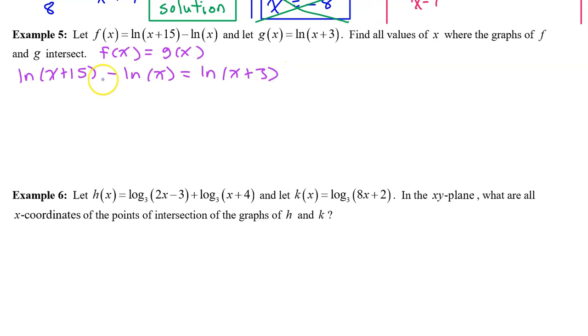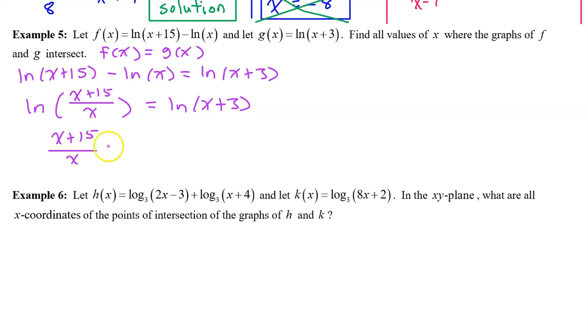We know that the difference of two logs can be written as the single log of a quotient, x plus 15 over x. Now that we have a log equal to another log, the arguments on the inside must be equal. So x plus 15 over x must equal x plus 3. Multiplying both sides of the equation by x, we get x plus 15 is equal to x times x plus 3.